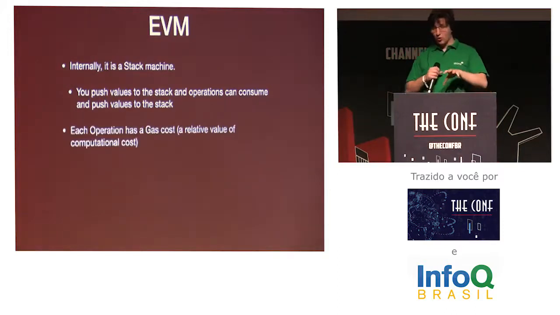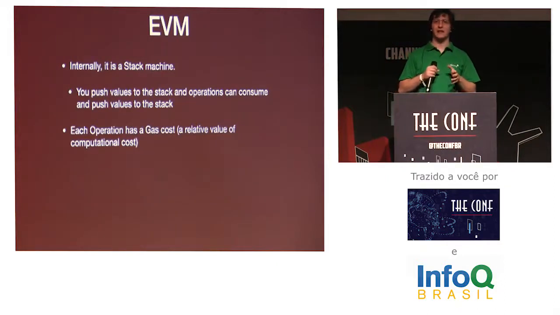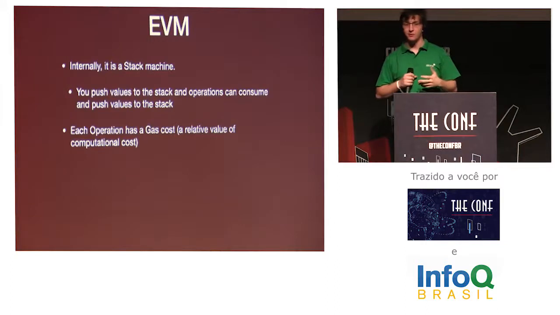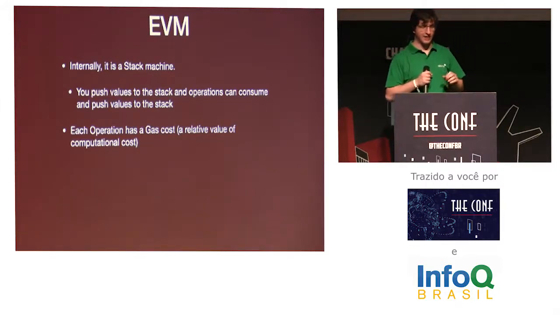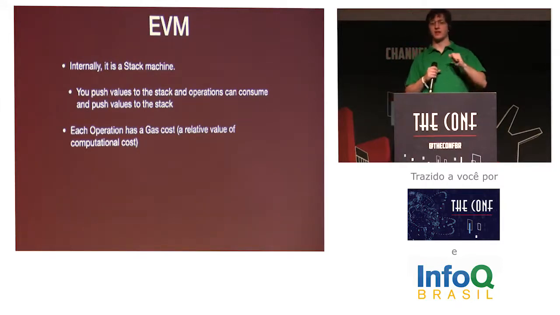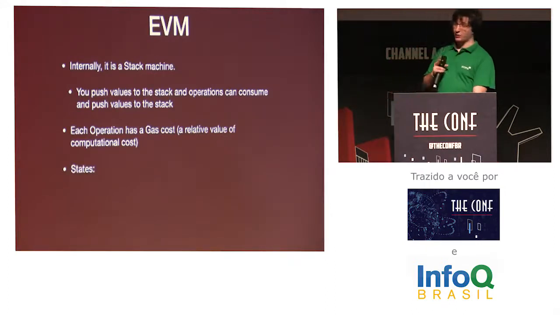And also, each kind of operation has some gas costs. Gas is not exactly one-to-one to Ether, but it's a relative value that says how much computational power that operation costs. And that is used because when you send a transaction, you can say the gas price is X Ether. Okay, and we have two types of states.